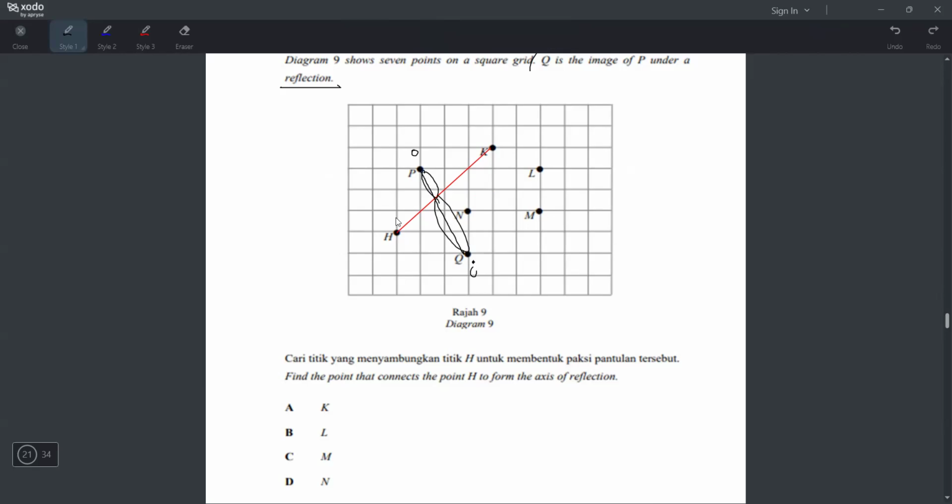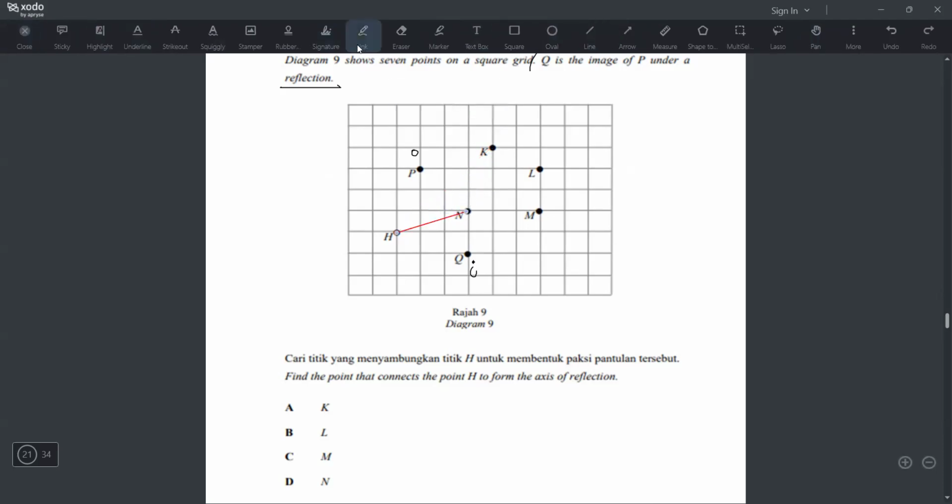Then only we can say that's the reflection line. So you can see this one, you don't need your ruler. You don't need to measure. You use your eyes, you guna mata pun nampak dah. Jarak sini dengan jarak sini tak sama. So I don't think it's HK. So let's try with HN.